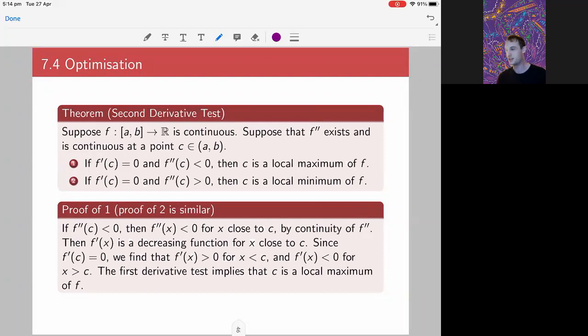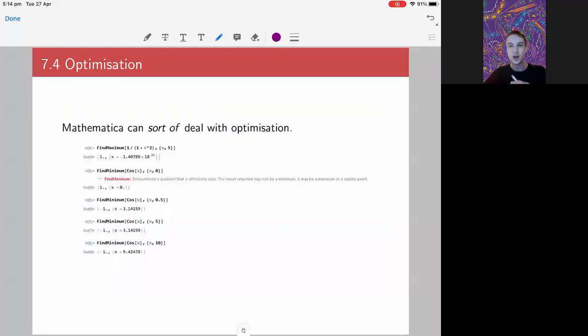Rightio, so these are the basic tools you need when you're trying to do optimization. Now, I want to take a brief amount of time to talk about optimization in Mathematica. In terms of optimizing functions in Mathematica, I suppose it's not as great as I would like it to be. What do I mean by that?